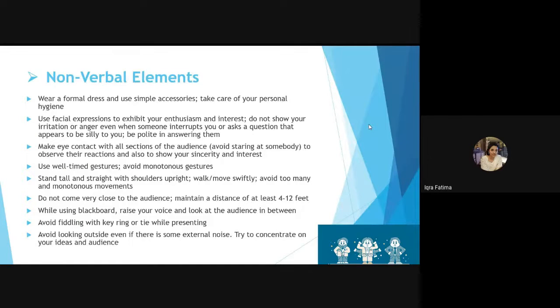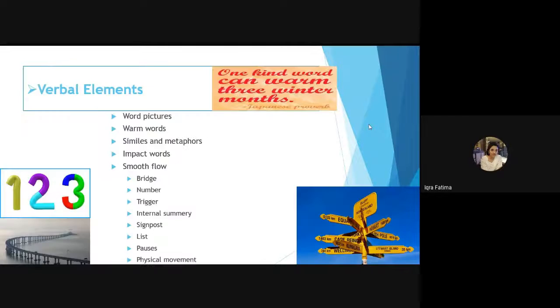So, before talking about non-verbal elements, I want you to tell me that when we talked about non-verbal communication, which things we said that we should do to make our presentation more effective in our non-verbal communication.